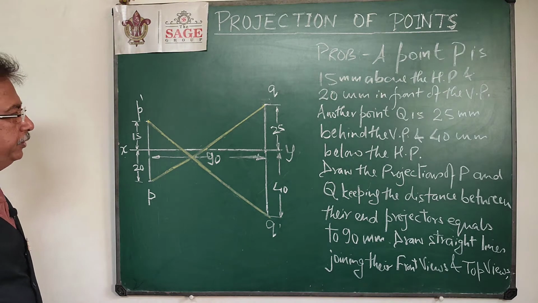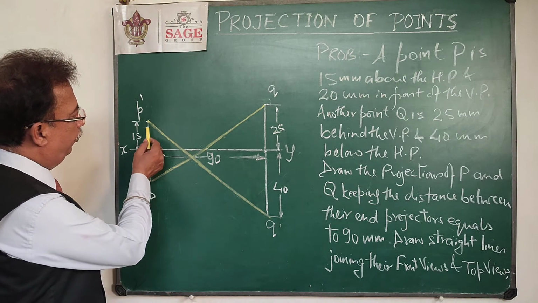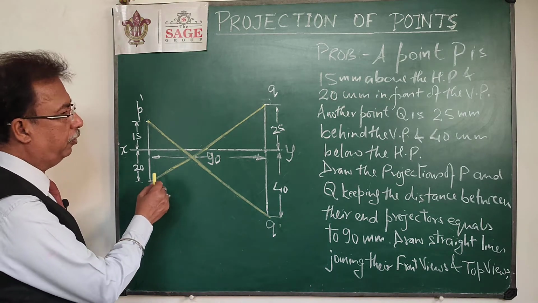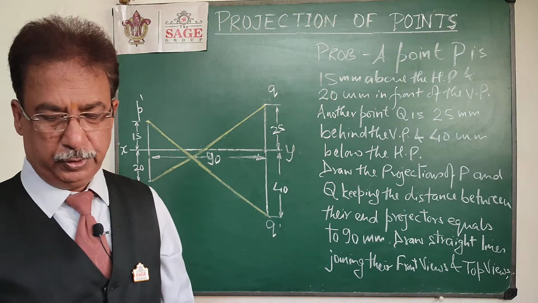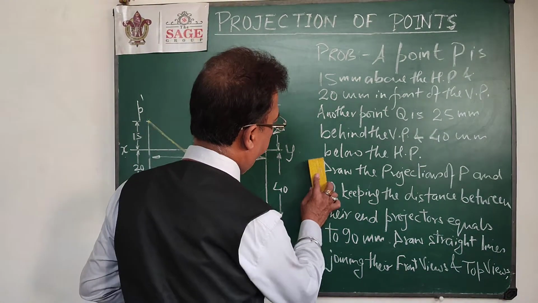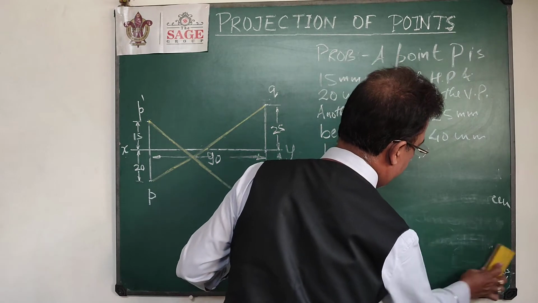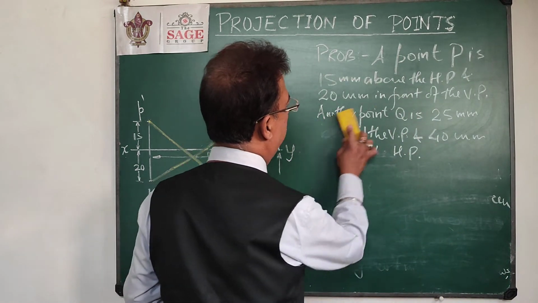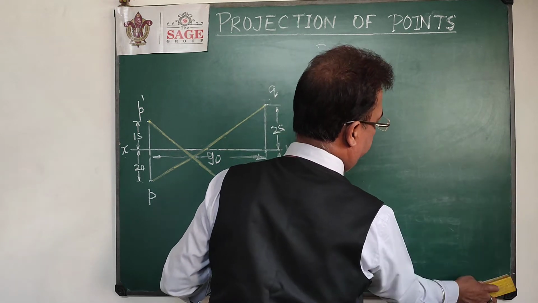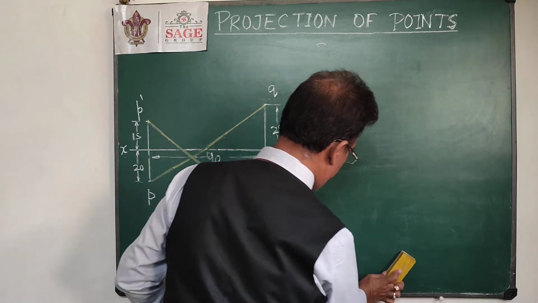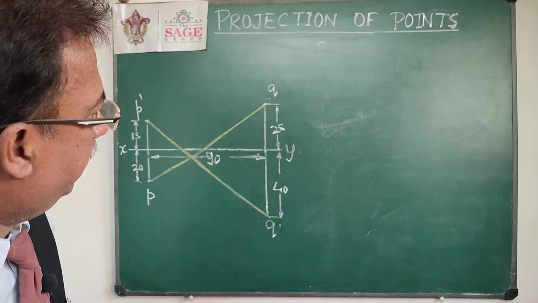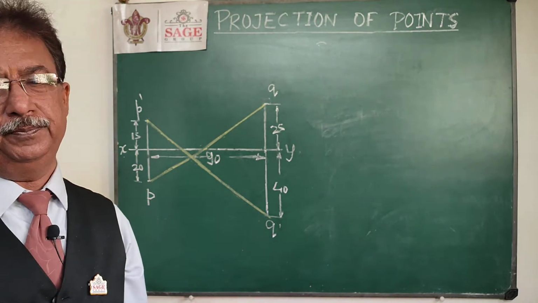So now this is the projection of a straight line PQ, whose front view will be p dash q dash, and top view will be small p small q. So in this problem we had two points, we plotted both the points and then joined their top view and front view by a straight line, and that is the way to draw the projection of a straight line. Till now we have just learned about the projection of a point, but with the help of two points we have already drawn a straight line.